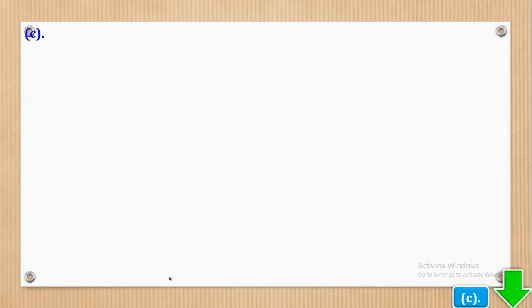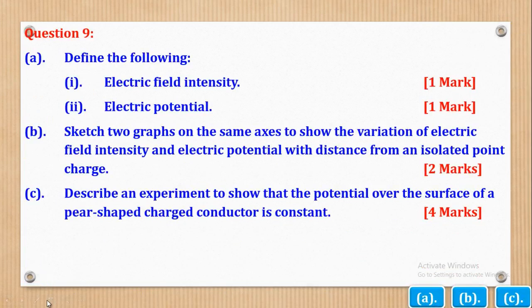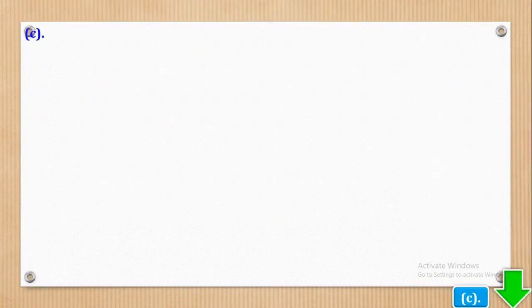So now we shall go to part C. Part C says describe an experiment to show that the potential over the surface of a pear-shaped charged conductor is constant. So we shall need a diagram. Let's first draw a diagram to help us with the description.